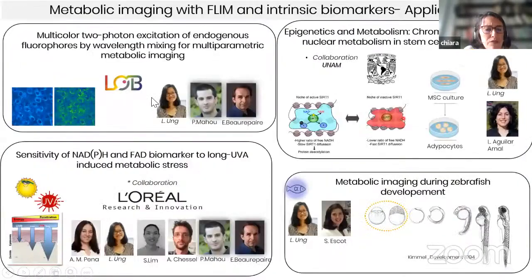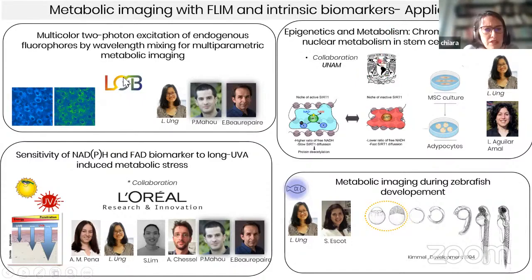So I want to talk about 2 main projects. We have many projects on metabolic imaging. The project I will talk about first is multicolor 2-photon excitation of the endogenous biomarkers, and to characterize also the sensitivity of NADH and FAD in long UVA-induced metabolic stress. And another project is in collaboration with Lorena Aguilar Arnal, at UNAM, National University of Mexico, to study metabolism and lipid synthesis during stem cell differentiation.